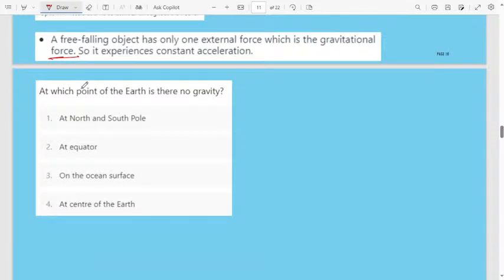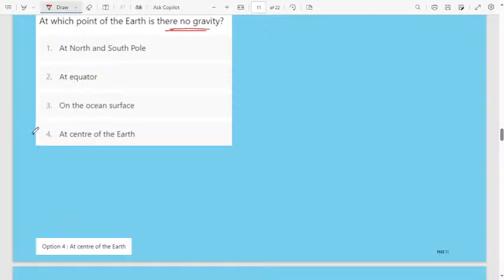Let us move to the next question. At which point of the earth is there no gravity? First option, at north and south pole; second, at equator; third option, on the ocean surface; fourth, at center of the earth. The correct answer for this question is at the center of the earth there is no gravitational force. There is no gravity at the center of the earth. Remember.